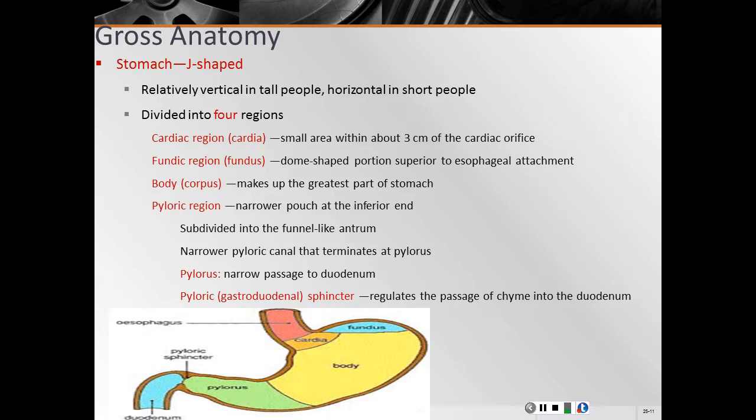Alright, we have the fundus region, a little dome-shaped portion superior to the esophageal attachment. And we have the body, which is the greatest part of the stomach, distal to the cardiac orifice. And we have our pyloric region, which is a slightly narrower pouch at the inferior end that is subdivided into the antrum and the pyloric canal.